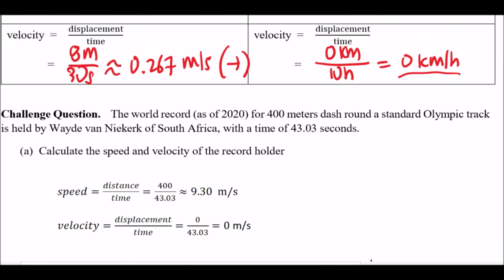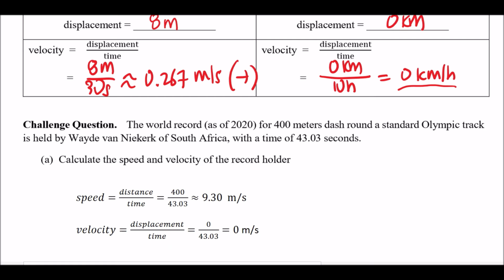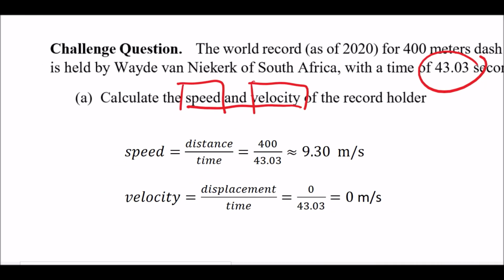Let's try this example here. Challenge question. The world record of the 400 meters dash round a standard Olympic track is 43.03 seconds. Calculate the speed and velocity separately of this record holder. For speed, very simple. Take the distance over the time taken, and you get yourself 9.30. Remember, it's 3 sig fig.